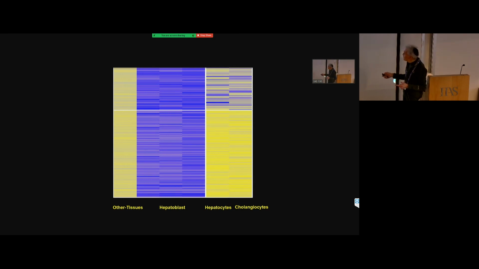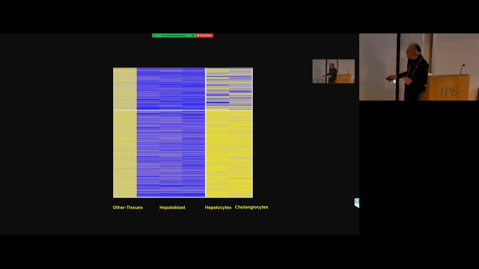And we've looked at the sites that are, quote, tissue-specific demethylated in hepatoblasts at 11 days. In other words, these sites are methylated in all other tissues. They're methylated at the time of implantation. In hepatoblasts, they undergo specific demethylation. Now let's look at these sites in hepatocytes and cholangiocytes. Almost all of them undergo de novo methylation.